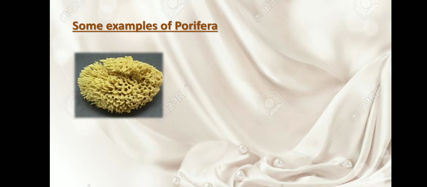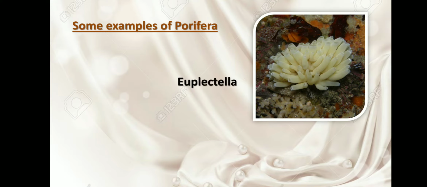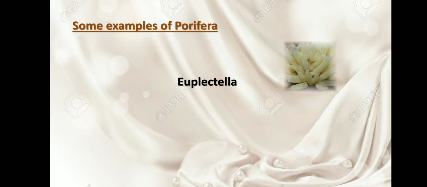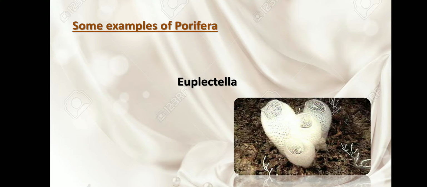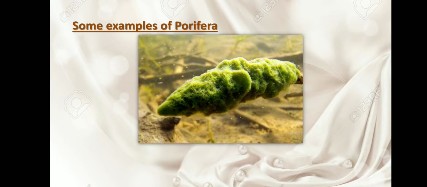Along with Sycon, some more examples. This is a porous body animal, Euspongia. This is Euplectella, it looks like Sycon, but it is not Sycon. Vase-like structure. And this is Spongilla, porous body.